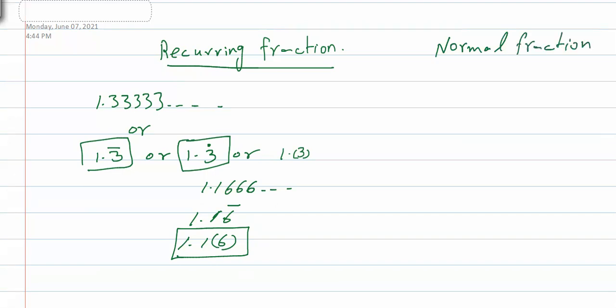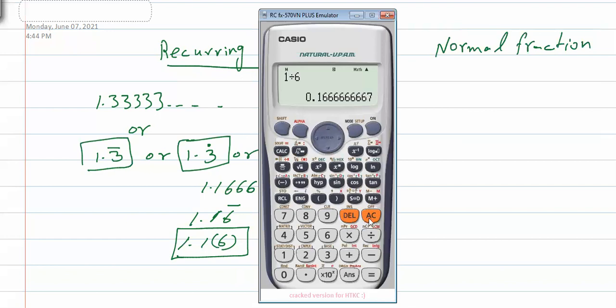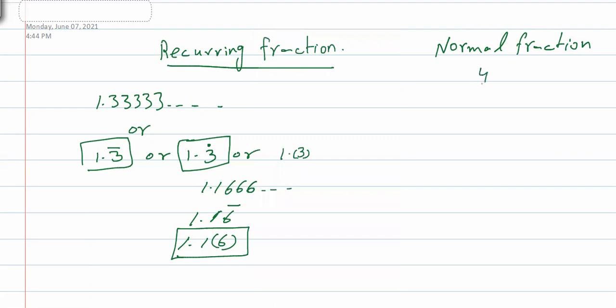For example, if I write 1.333333, let me say 1.333333 is the maximum I'm writing. If I change it, sorry, this is 4/3. This is a normal fraction, okay? But this one is a recurring fraction, like 4/3 is a normal fraction. So the question comes that you have to convert a recurring fraction into a normal fraction. So let's see how we will do.